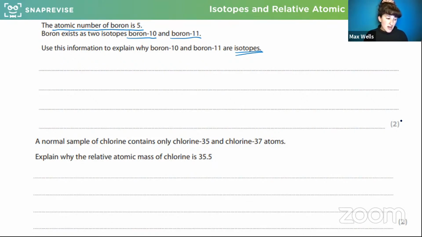So has anybody got an answer for this then? Lovely. Okay, lots of people, it seems, have got their head around it at the moment, which is really nice. This is a weird way of asking, do you know what an isotope is and how can you prove it? So I think you guys have said, lovely, boron 10 and boron 11 must have the same number of protons.